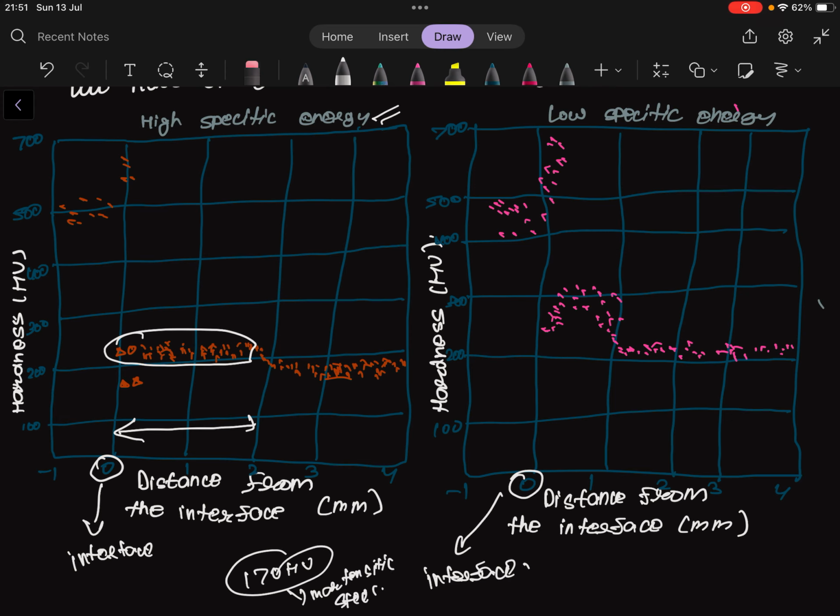Now let's talk about the low specific energy. The hardness value of the heat affected zone is slightly higher, closer to 300 Vickers hardness, which is higher than the high specific energy case. But the extension of the heat affected zone is small, approximately 1 millimeter, and this was 2 millimeter for high specific energy. So this condition is not ideal. We can say low specific energy is not ideal. This process is not ideal.